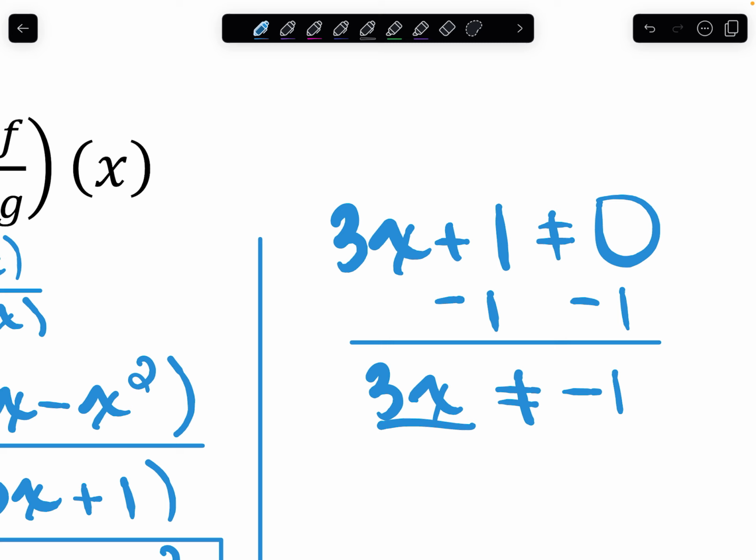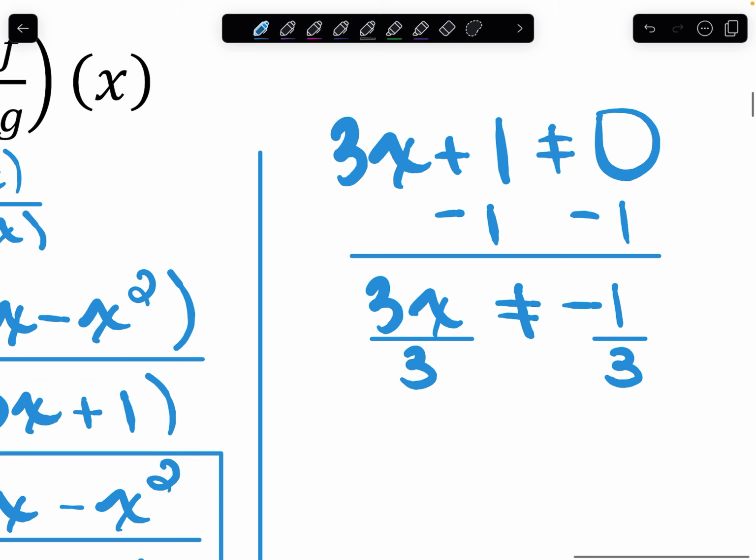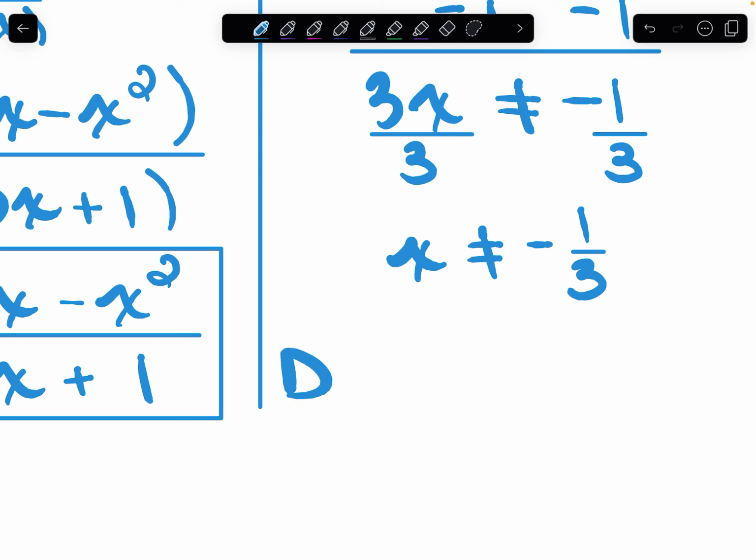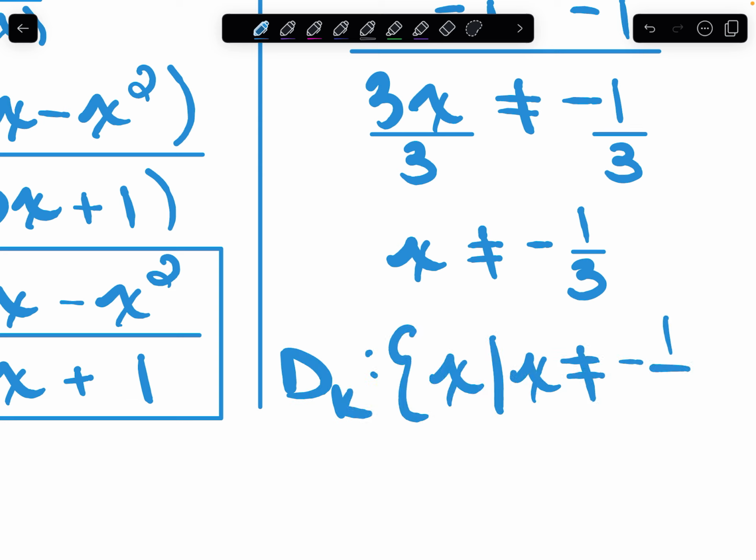I'm going to move my 1 over. I'm going to divide both sides by 3. And x cannot equal negative 1/3. So I know the restriction; write the domain however you prefer. I'm going to go with set here, so open squiggle, x such that x cannot equal negative 1/3, close squiggle.